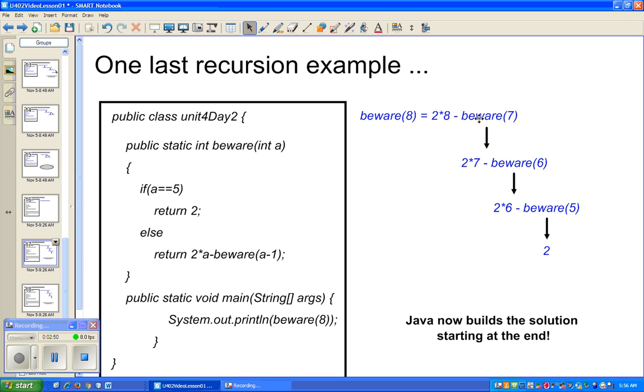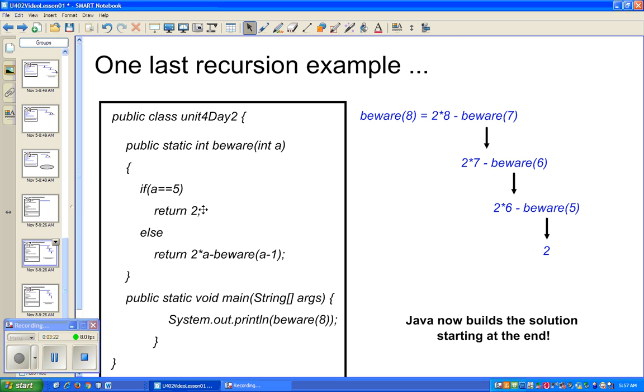Beware 7 spits back 2 times 7 minus beware 6. And the method says, oh wait a second, I've got to calculate beware 6 now. So it dumps 6 in. That's 2 times 6 minus beware 5. And oh, beware 5. Dump 5 in. This time when it dumps the 5 in, it says, whoa, here I am. I just want to tell you the number 2, and then I'm done because I don't call myself again. And that's all great. Most people that I see starting to learn recursion get the hang of that pretty quick.